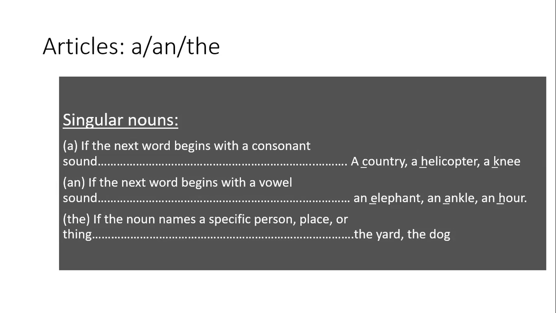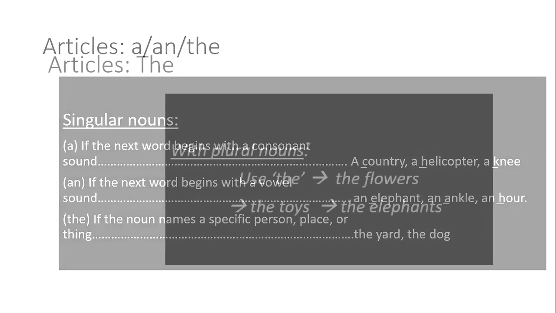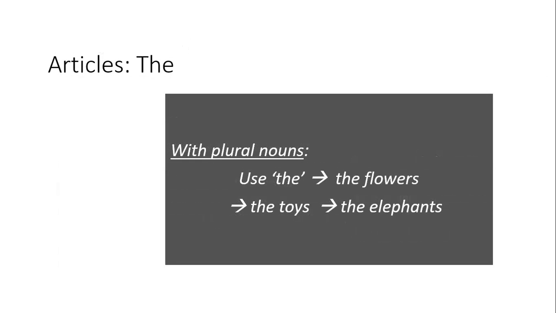So you can pause it, copy this down, and then hit play when you're ready to continue. Okay, so we're going to continue with articles, and in this case, we're going to focus on the as well, because the has dual purpose. It has two purposes. Not only does it work with singular nouns to name specifics, but it also works with plural nouns. So we use the when the word that follows is a plural noun, such as the flowers, the toys, the teachers, the students.